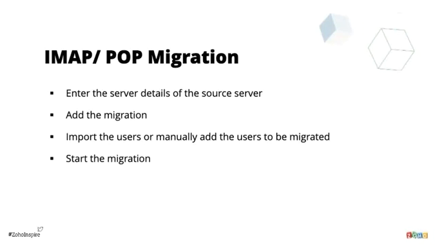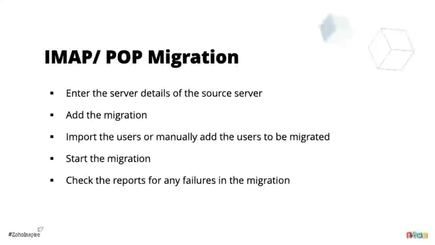You'll have to start the migration after this. And finally, you'll check for any failures in the migration. In case some of the migrations, or migration for some of the emails, have failed, you'll have to check the reports. And in case these are errors that you can rectify, you can rectify them and retry the migration again. So these are the basic steps when you're doing an IMAP or POP migration. I'll also show you a video for better understanding.